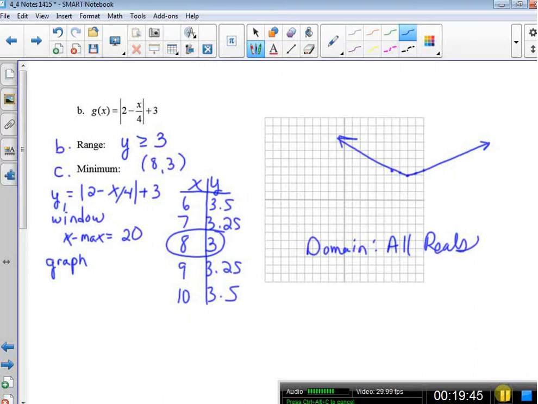All right, and so tonight on your homework, you're going to be dealing with doing some of this graphing. So make sure you've got your calculator with you, or actually tomorrow in class. So good luck.